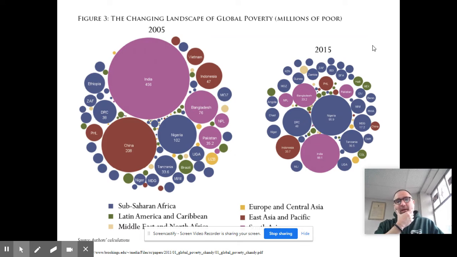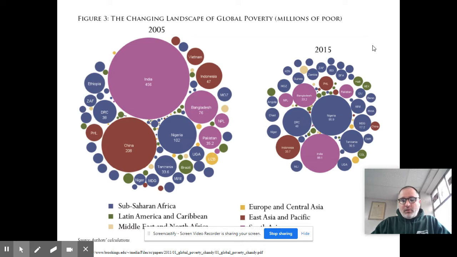And what you'll notice immediately, obviously, is that India and China have really big bubbles. India in 2005 had 456 million people in extreme poverty. In China, you had 208 million people in extreme poverty. The projections here put China way off to the side, a little small bubble there. India at about 88 million people, so they get about 400 million people out of extreme poverty, a little bit less.